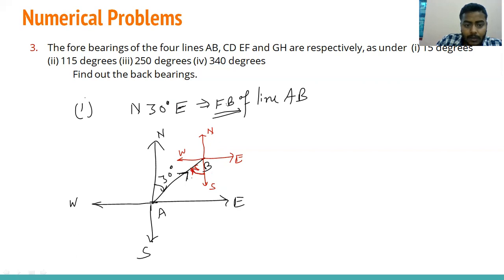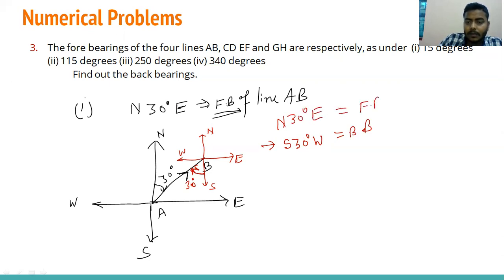What will be this value? So this value we can say would be 30 degree. Now we can say this angle is south 30 degree towards west. This is the back bearing. The fore bearing was north 30 degree east. Can you find some similarity?